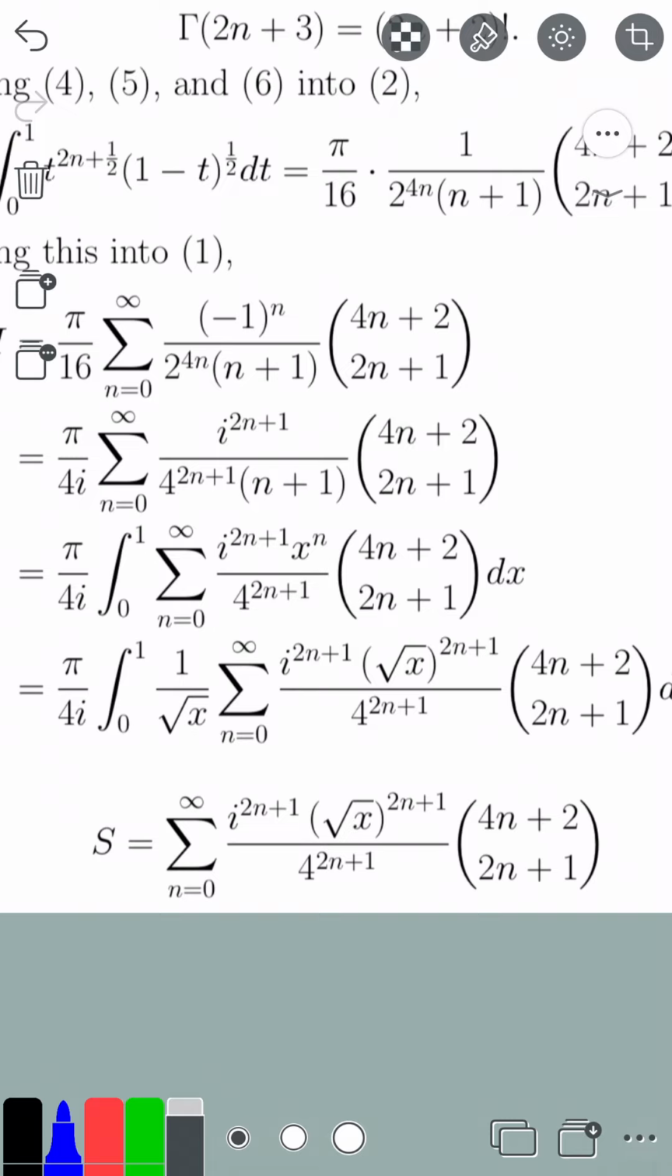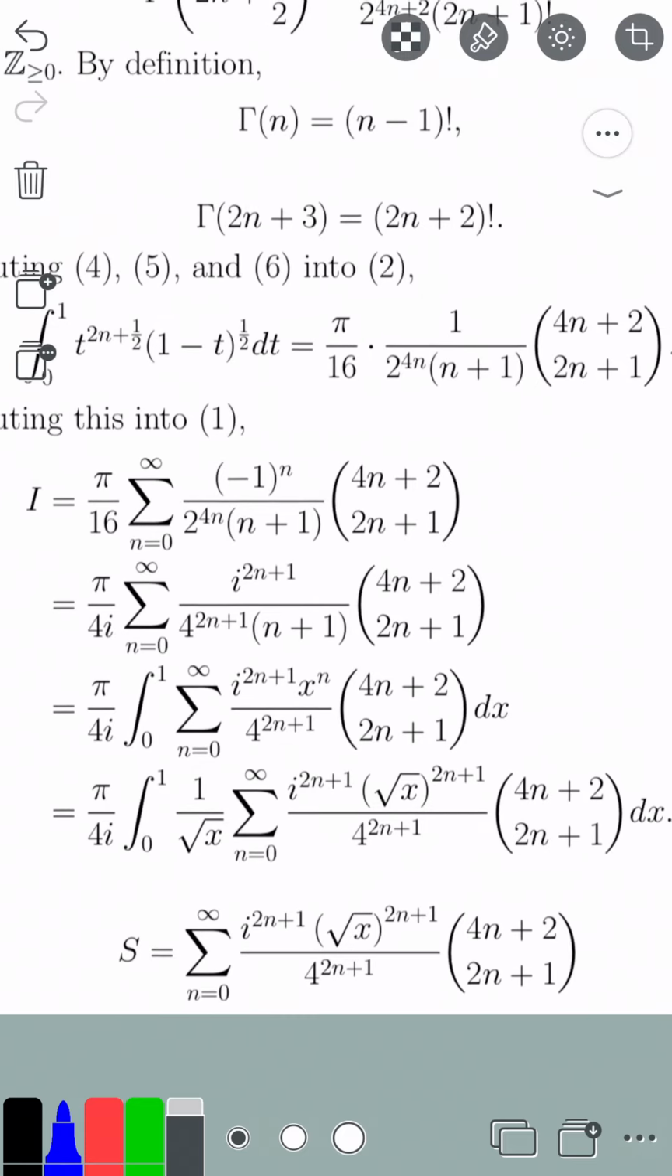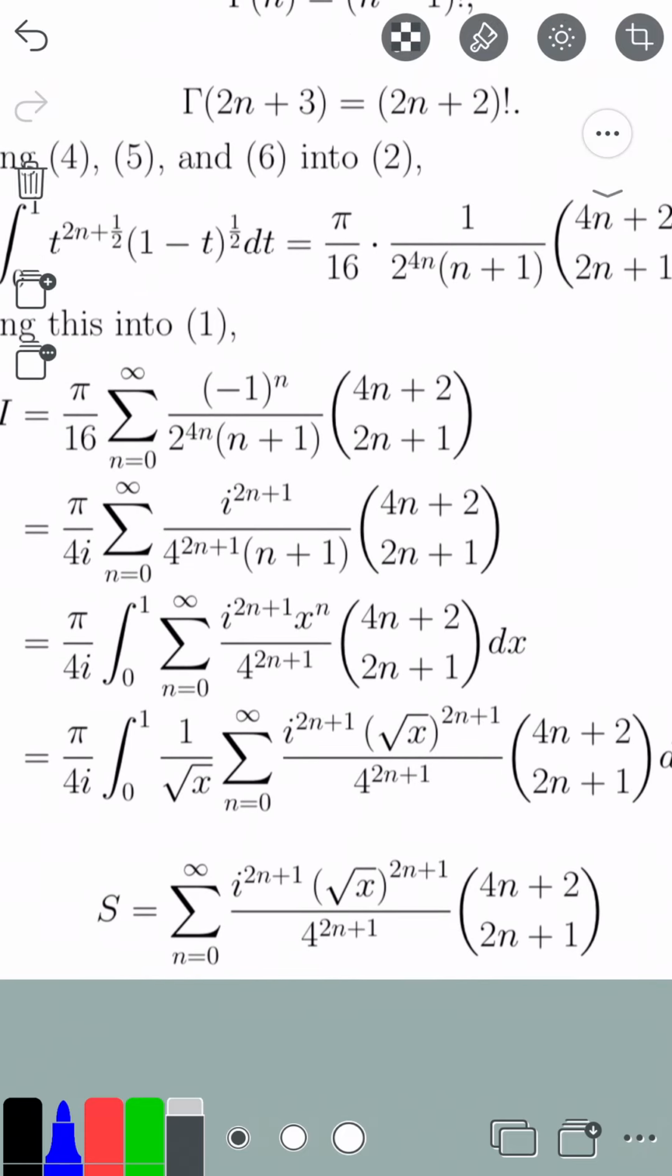Well, we will go to the next slide. So for now, let s be equal to this sum. You can see that everything here is 2n plus 1, and 4n plus 2 is 2 times 2n plus 1, and also 2n plus 1 here. So it is all odd terms.